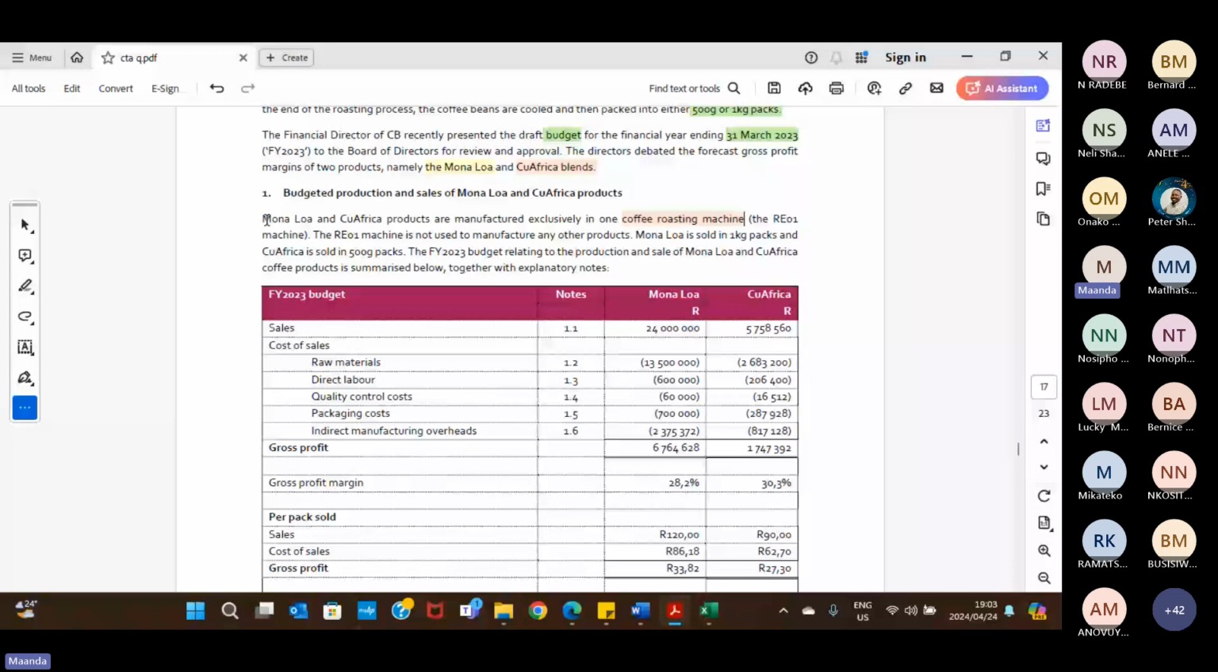Now I'm starting to think, all right, I have this one machine, I have the overhead cost of this one machine, and then I need to cost two products. Meaning that in these costs, I need a measurement that I'm going to use to separate the overhead cost of this machine so that I can have the cost for M and the cost for C.